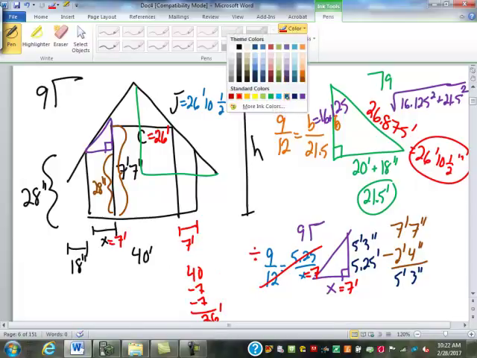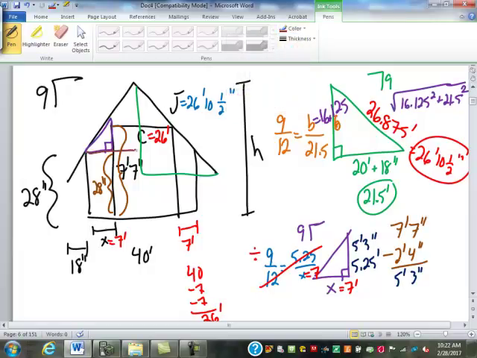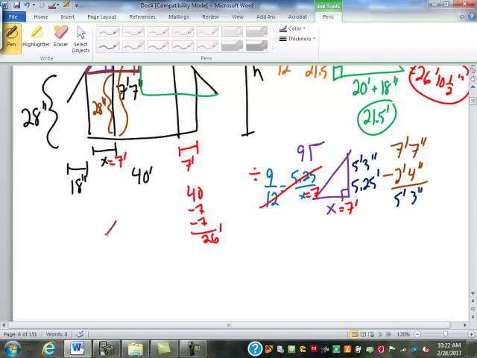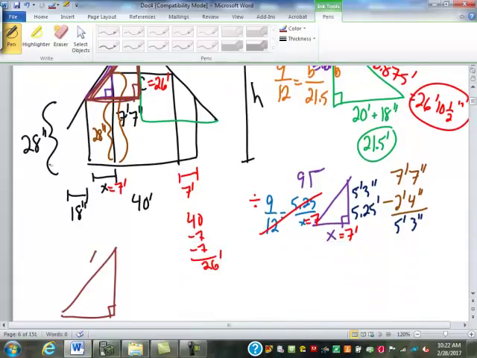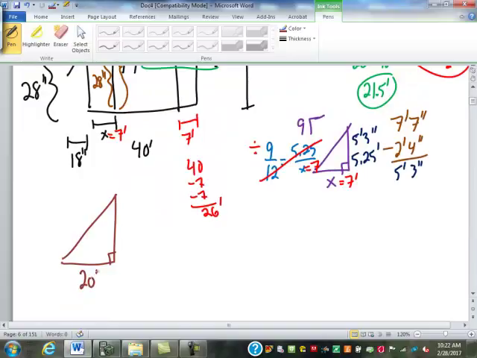So all that's left is H. To find H, we need this triangle right here. What do we know about that triangle? This one right here. You know, the bottom is 20. Why is it 20? Half of 40. It's 9/12.